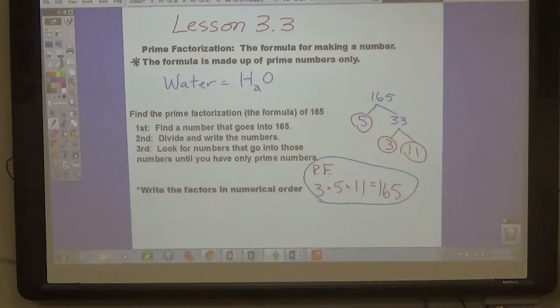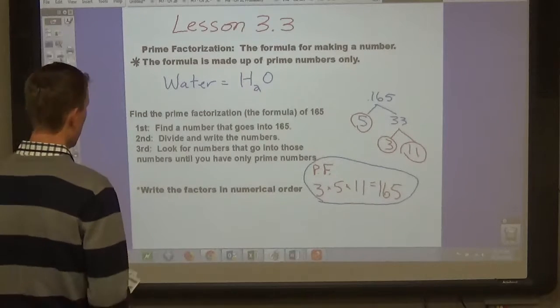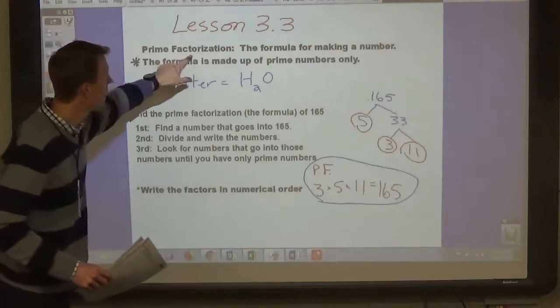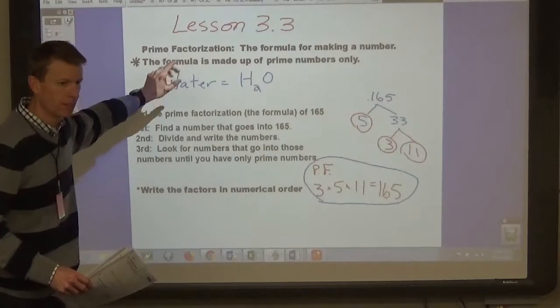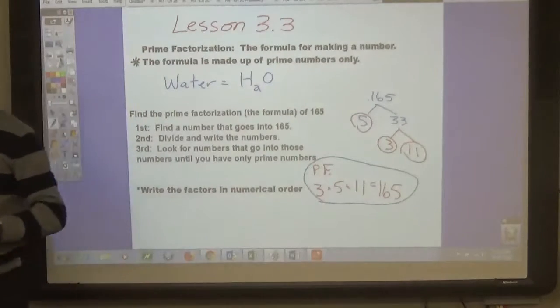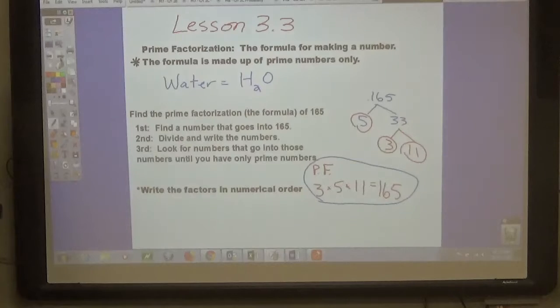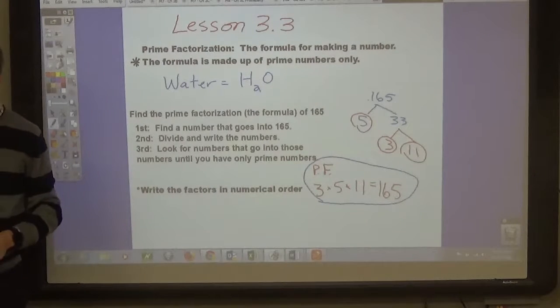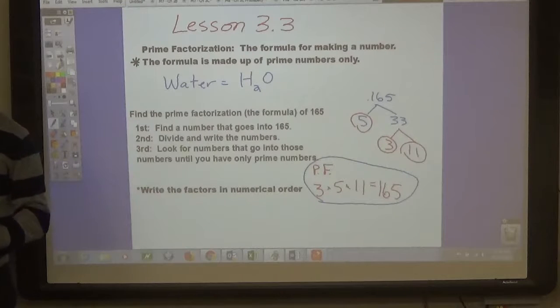In lesson 3.3, we're going to talk about writing a formula for a composite number. It's called the prime factorization formula. And it's kind of similar to, in science, writing the formula for a compound, like water.